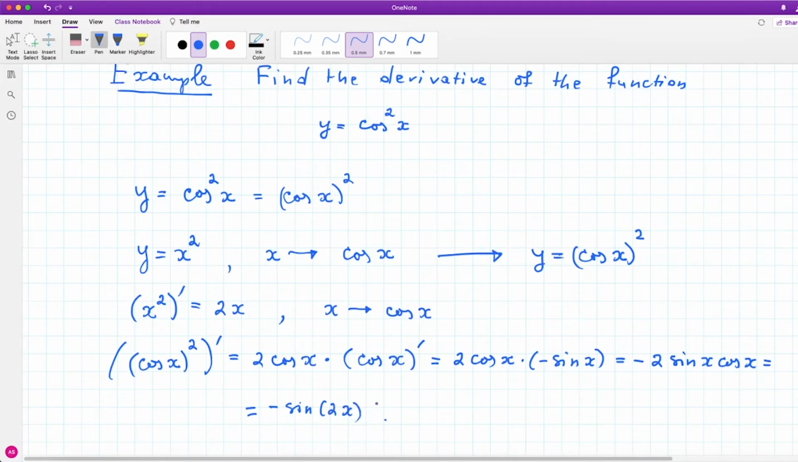I will also note here that we could have calculated the derivative of this function by using the product rule. We could write that cosine squared x is cosine x times cosine x, and then calculate the derivative of this function using the product rule. We will obtain the exact same result without using the chain rule.